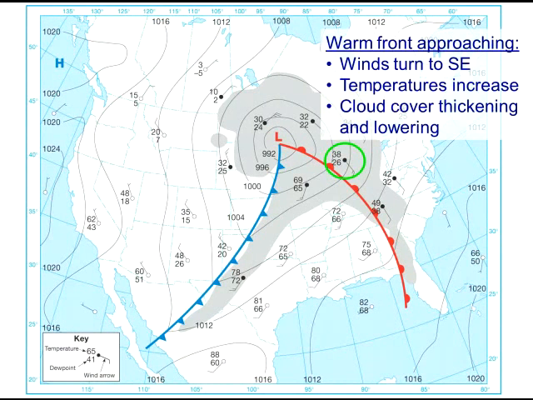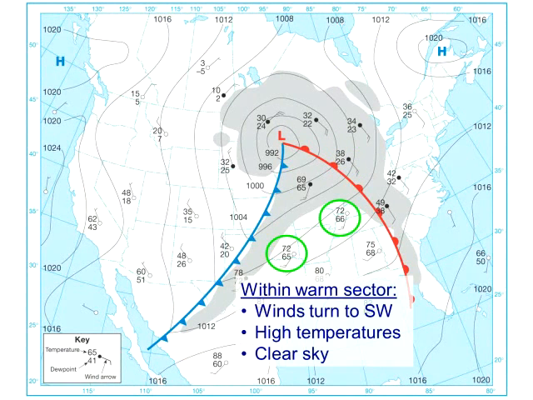A location which experiences an approaching warm front will see wind directions turn to southeast, temperatures increase, and the cloud cover thickening and lowering. The area between the warm front and the cold front is called the warm sector. Within the warm sector, winds will turn to southwest. We will see relatively high temperature and a clear sky.